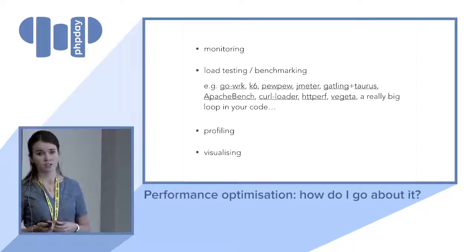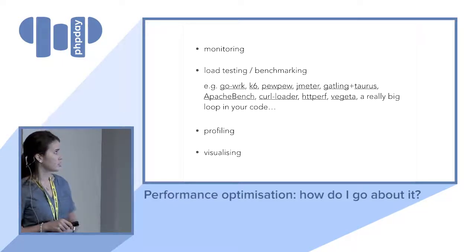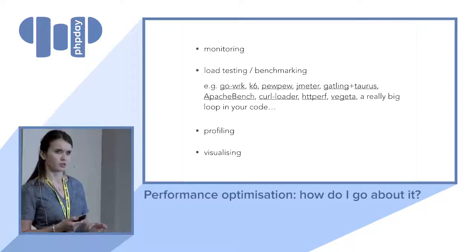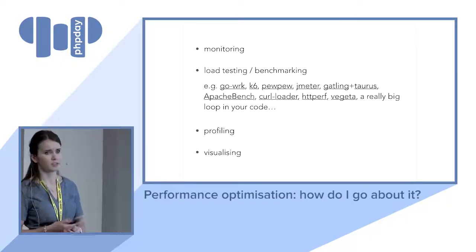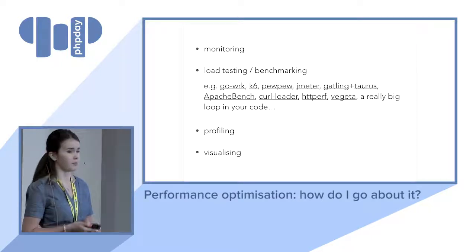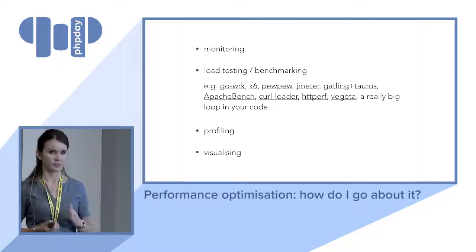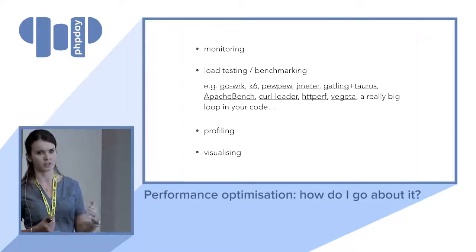GoWork is really easy to use. And then there are some that are wildly known in the industry, especially in performance testing. So there's JMeter, there is Gatling and Taurus, Apache Bench. They are slightly more complicated to set up, like the learning curve is a lot steeper, but they are also a lot more customizable and a lot more flexible.